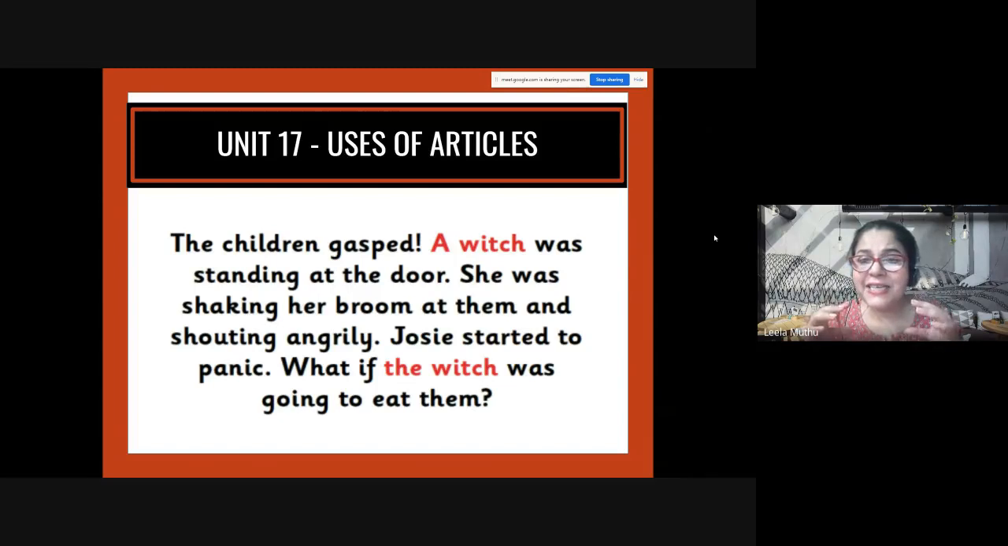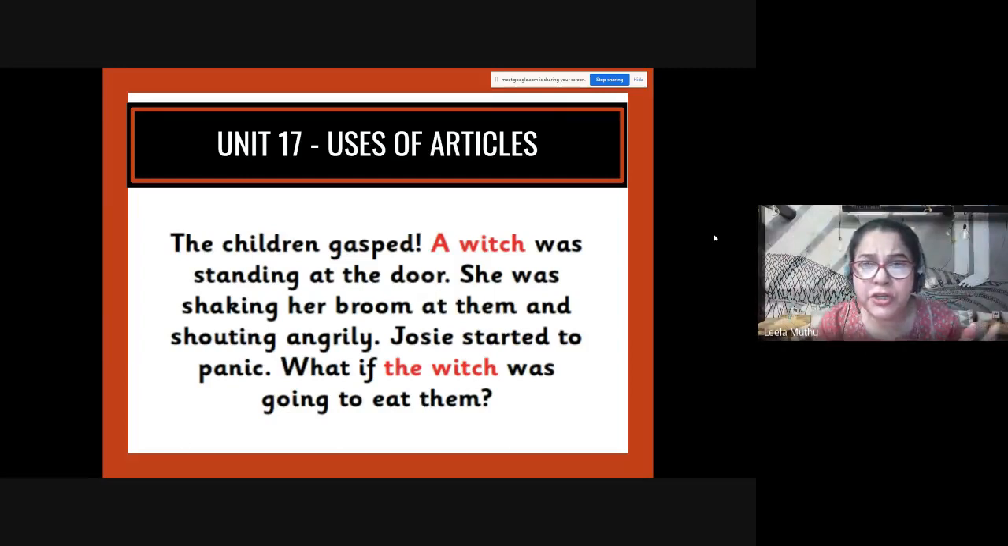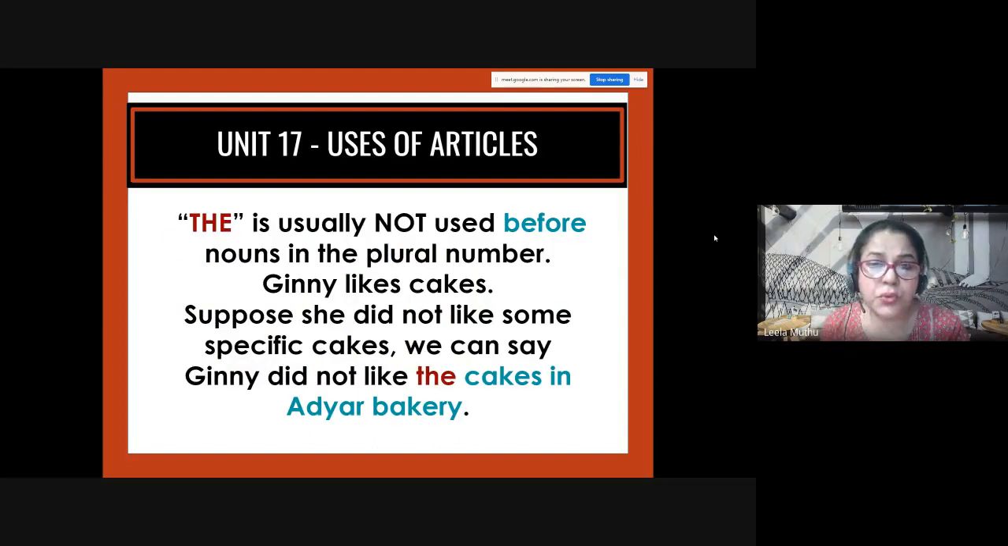Now, as I told you, the witch has been introduced in the first sentence. A witch. So now everybody knows that there is a witch. So now we don't need to use a witch in the next sentence. We can talk about it very specifically by saying the witch. Okay, you got that? So usually you have an introduction with an indefinite article, and then you can refer to the noun as a definite or a specific noun. Okay. So now the is not used before nouns in the plural number.